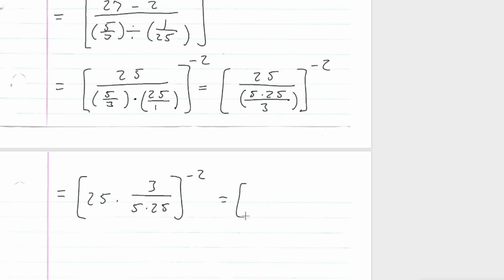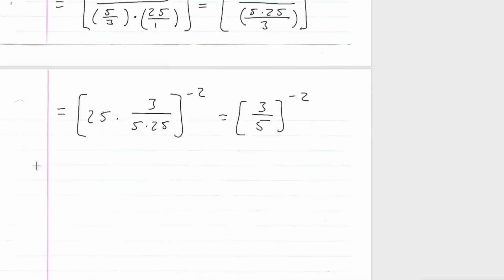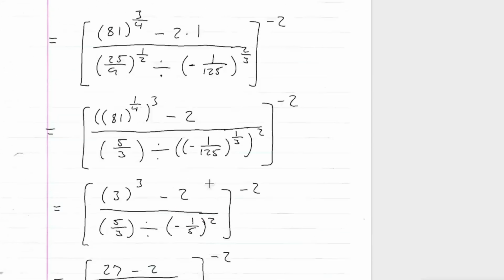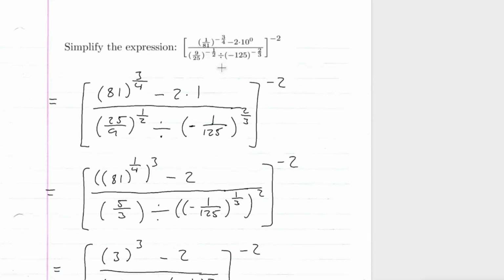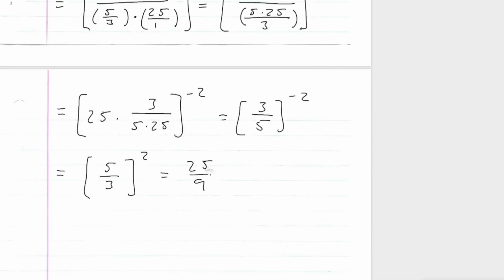So I'm left with 3 over 5 to the negative 2. To get rid of that negative, I'm going to take the inverse of 3/5. So that's the same thing as 5 over 3 squared. And then 5 over 3 squared is the same thing as 5 over 3 times 5 over 3, which is 25 over 9. So this expression reduced is 25 over 9.